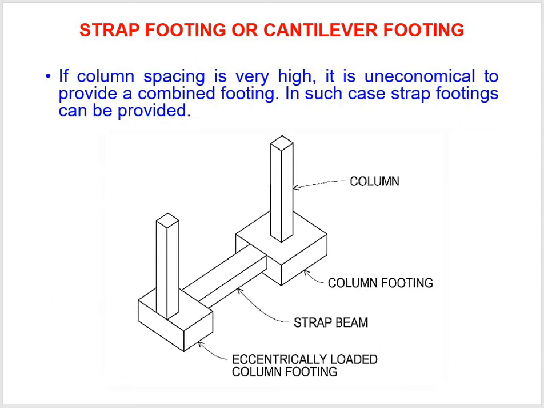That will definitely cause damage to the building. So in such cases, when the columns are separated by very large distances, we combine the two columns with the help of a strap beam or a grade beam. This is a beam which is combining these two footings. Such a footing is called a strap footing. That means footings which are combined with the help of a strap beam are called strap footings.